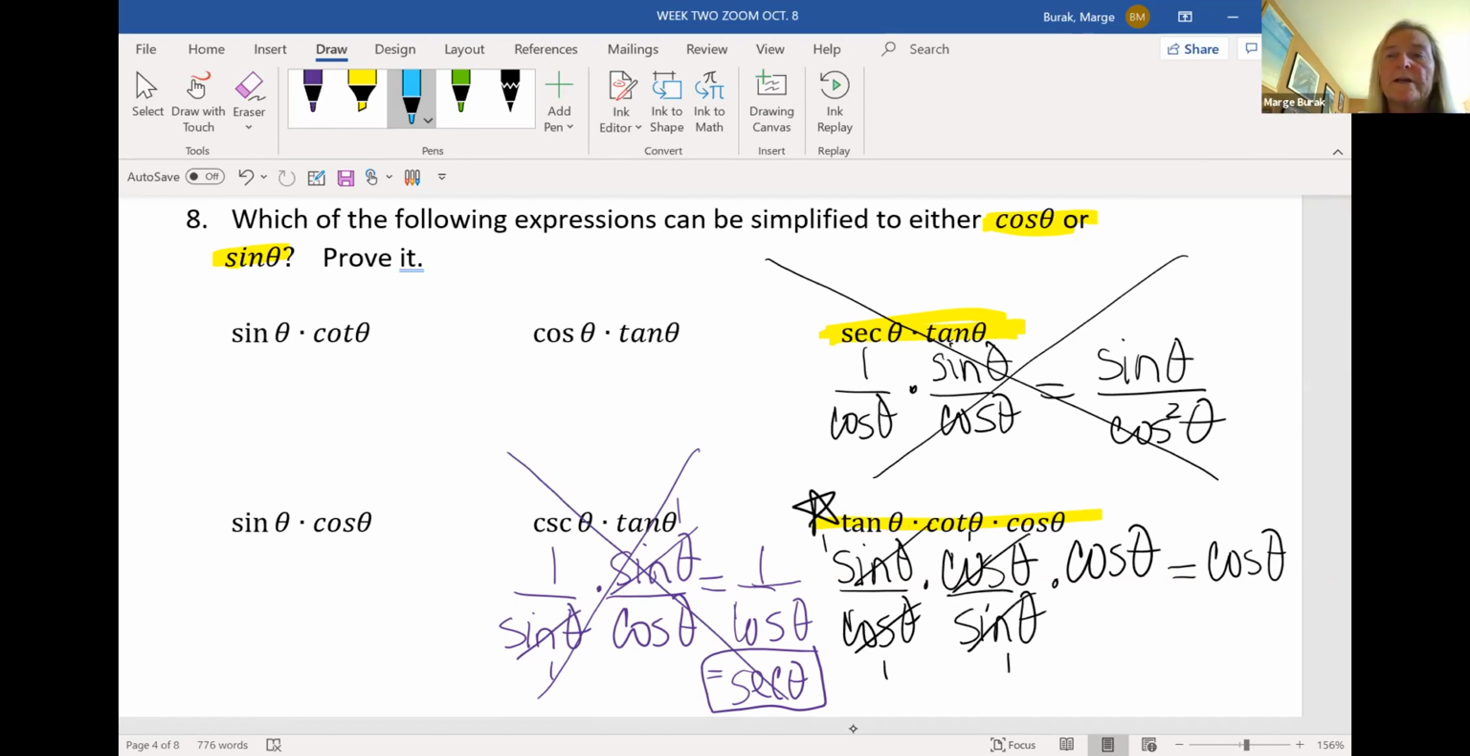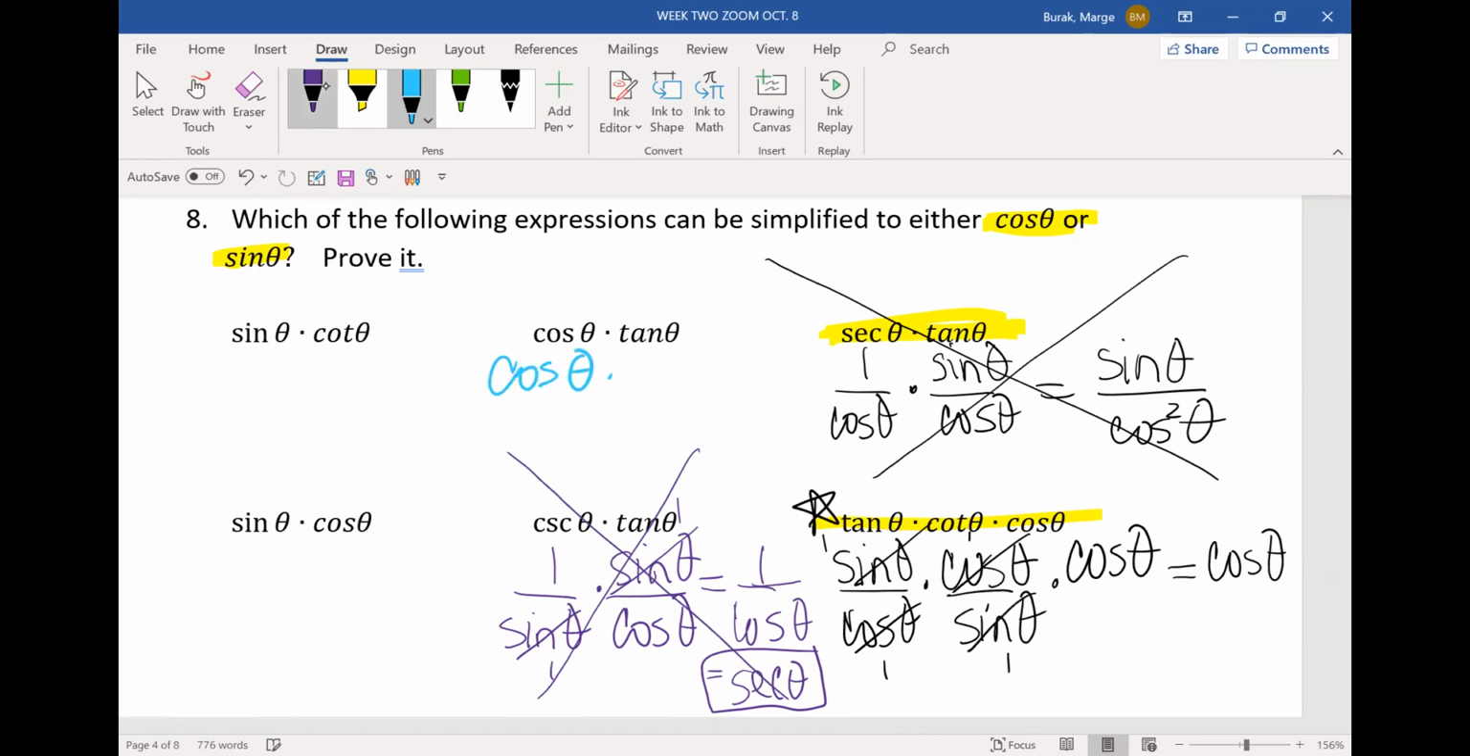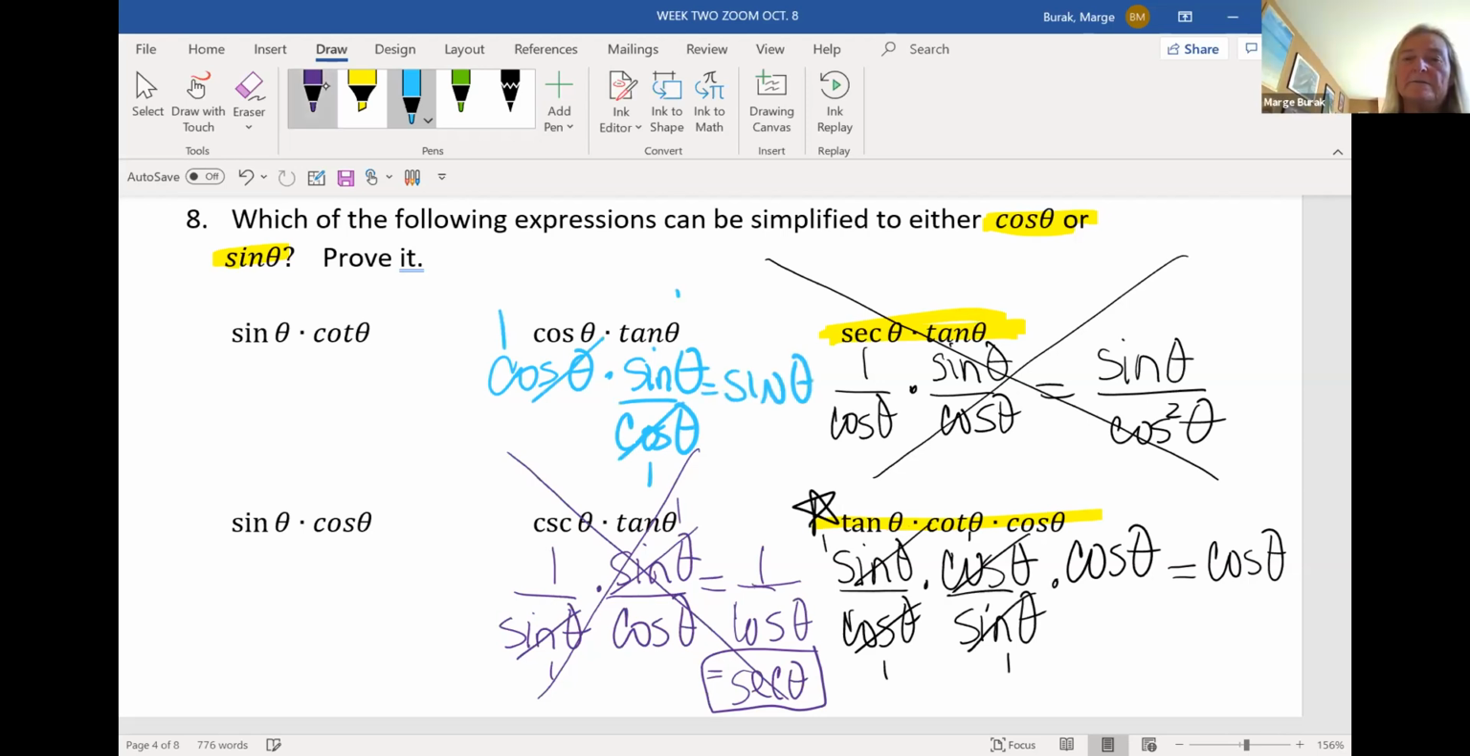Okay, somebody else want to take a different one? Either prove it right or wrong. Just work it out so it says either it is cosine or sine, or it's not. This is Jennifer. I did the cosine and the tangent. The cosine just stays a cosine, and for tangent it's sine over cosine. So you can cross out the two cosines and you're just left with sine. Yay! All right. Thank you.